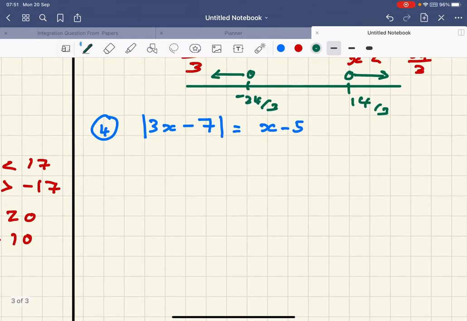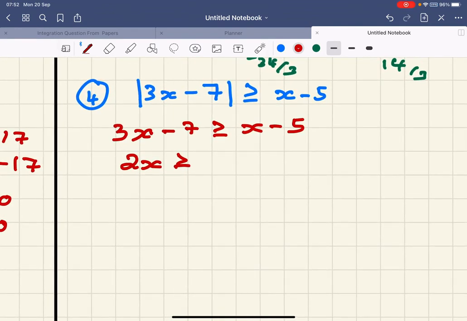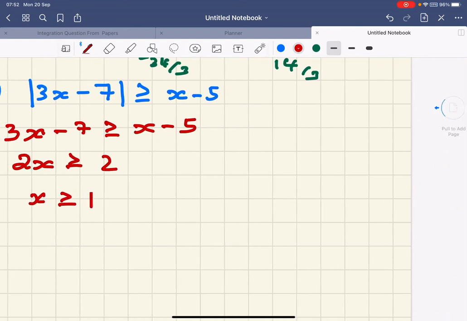Okay, so the last one is where I've got absolute values on both sides. What I'm going to do with this is, first of all, make this a greater than or equal to sign in here. The first thing I can do is 3x minus 7 greater than x minus 5. So absolutely no problem there. This is just like a normal inequality. I'm going to take the x from both sides and add 7 to both sides, giving me 2x, and x is greater than or equal to 1. That's a nice easy one to do.